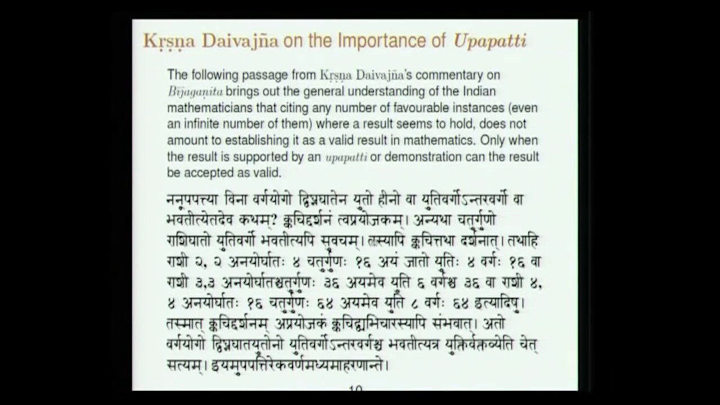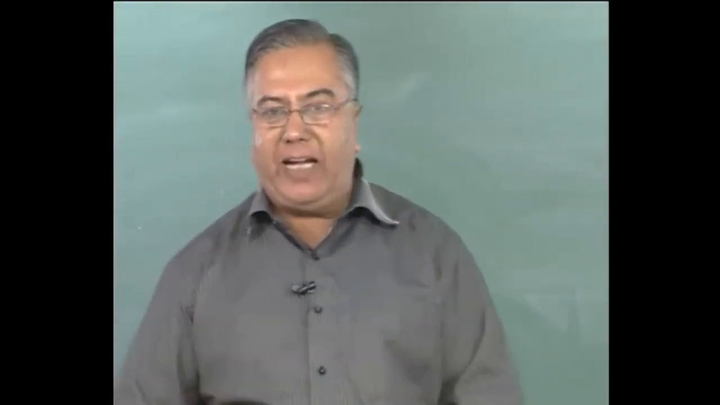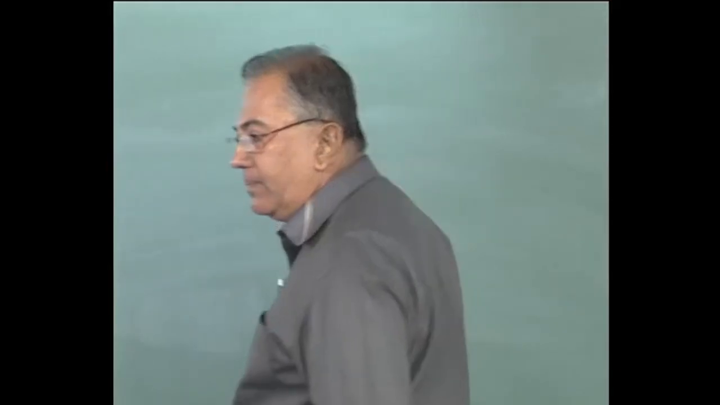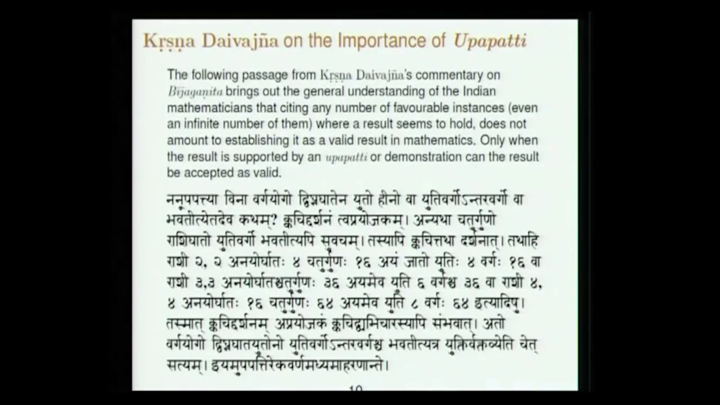He is referring to the result, Varga Yogo Dvighna Ghatena Yuto Hinova Yuti Vargo Antara Vargo Bhavatiti Yeta Deva Katham. How can we say A squared plus B squared, to which 2AB is added or subtracted, will lead to A plus B whole squared or A minus B whole squared? Is there a way of understanding this? Kvachit darshanam tu aprayojakam. If we just show some examples of this, that is not really good enough.